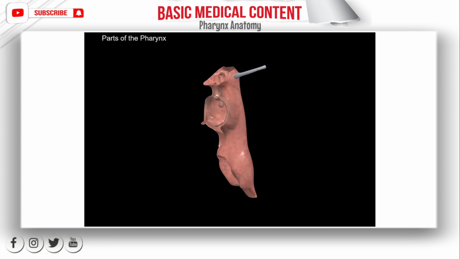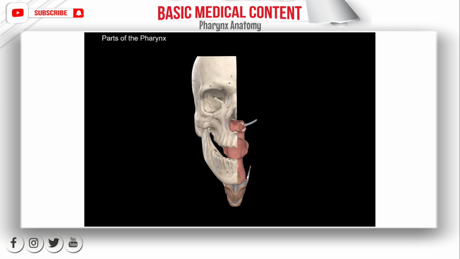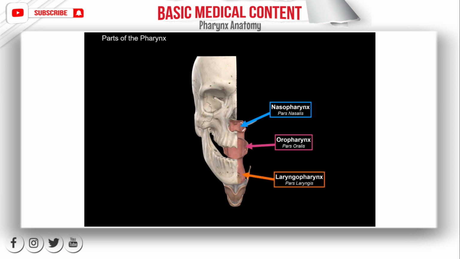Now the pharynx is about 12 to 15 centimeters long, and it consists of three parts, as you see here. If you look at it anteriorly, you will see what the three parts are connected to. The upper one is connected to the nasal cavity, we call it the nasopharynx, or pars nasalis in Latin. The middle part is associated with the oral cavity, so we call this one the oropharynx. The lower part is associated with the larynx, so we call it the laryngopharynx.